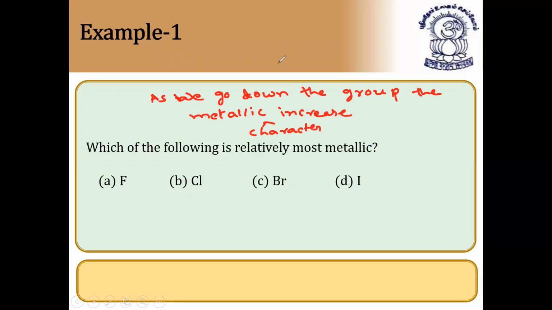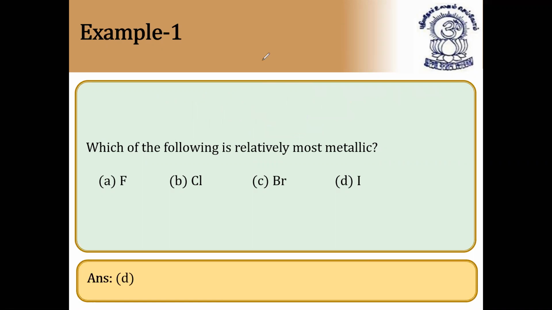So what is the expected answer? Let us see now. It is iodine, because as we go down the group, the metallic character increases. So iodine is mostly metallic, relatively in this. Actually, they are non-metals, but in this group, it is a little bit metallic in nature. I hope it is clear. Next question.